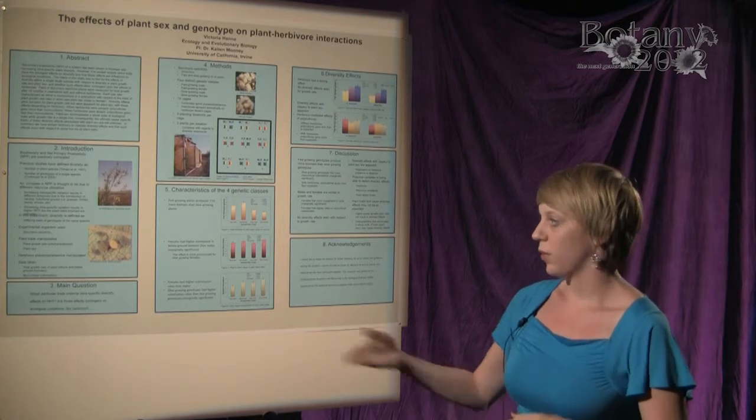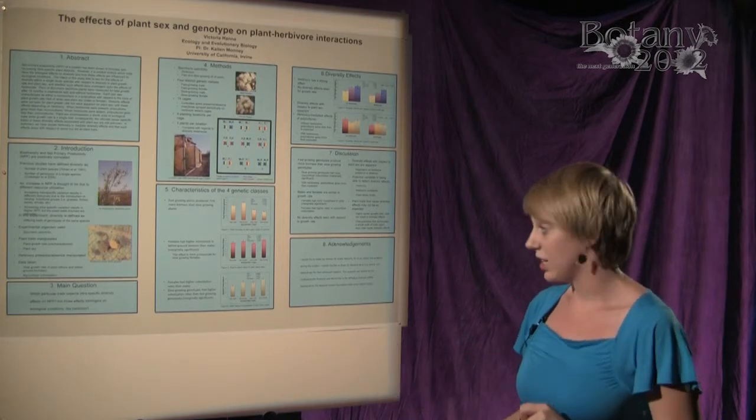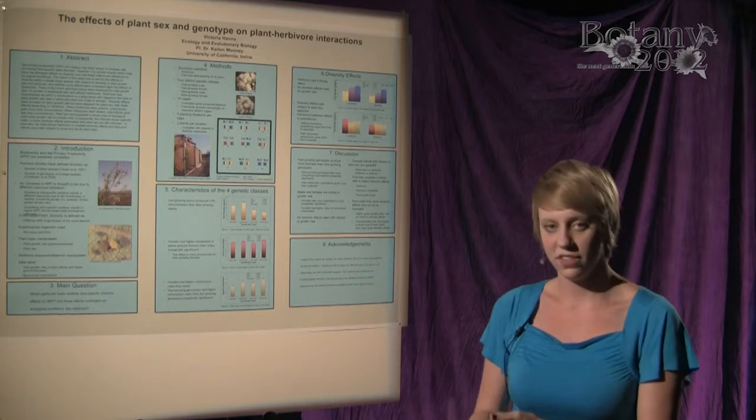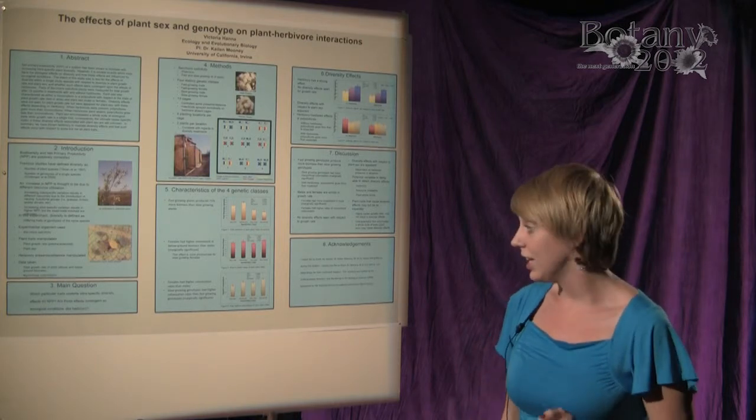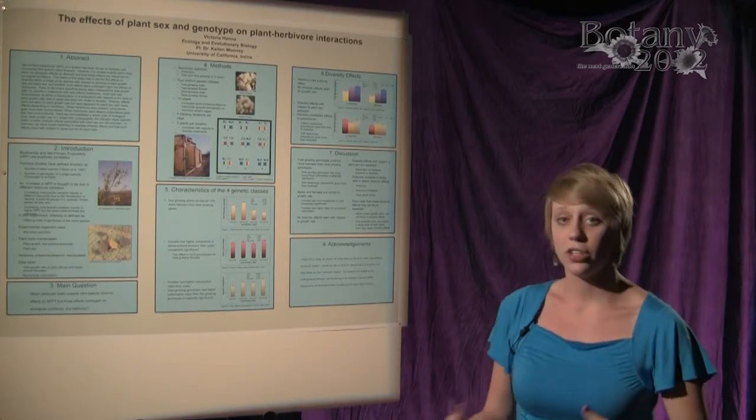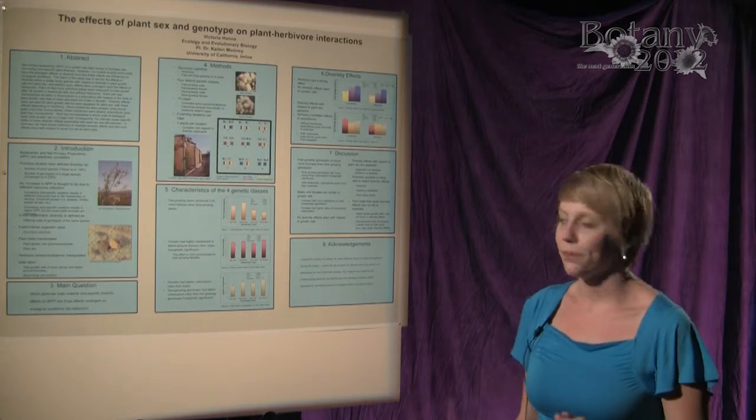Which leads me to my main questions, which are: which particular traits underlie intraspecific diversity effects on net primary productivity? And are those effects contingent on other ecological conditions like herbivory?